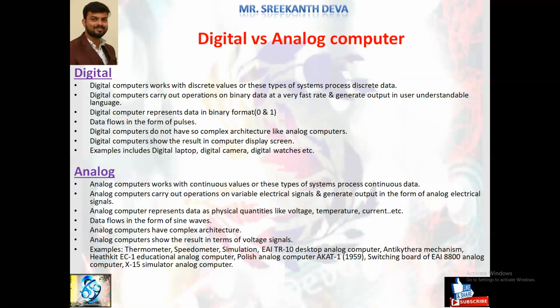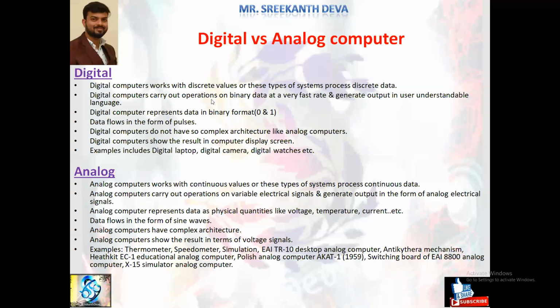Coming to digital, as we discussed, digital computers work with discrete values, or this type of system processes discrete data. Digital computers work with discrete values or discontinuous data. But analog computers always work with continuous data, continuous values. This type of system processes continuous information or continuous data.